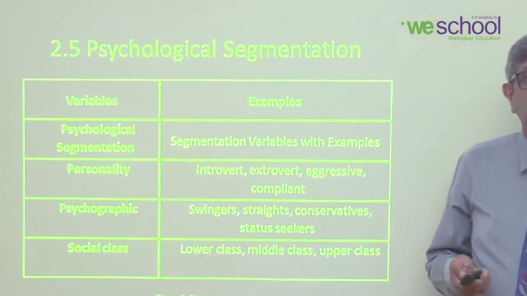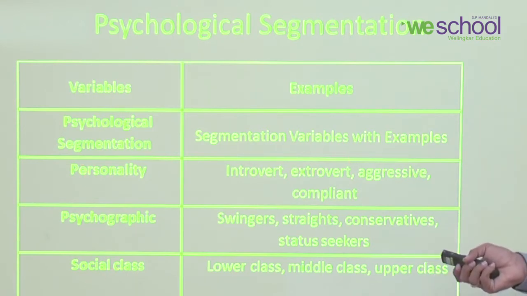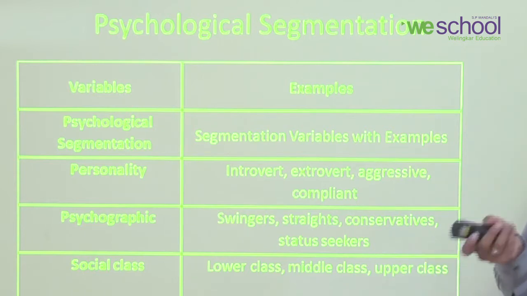Now, it's a psychological segmentation where the variables are personality, psychographic, social class, etc. These are the three variables on which segmentation is based. If you know personality, then it is introvert, extrovert, aggressive, compliant. If I look at myself, I am a more introvert and compliant individual. Others may not be, you may not be.